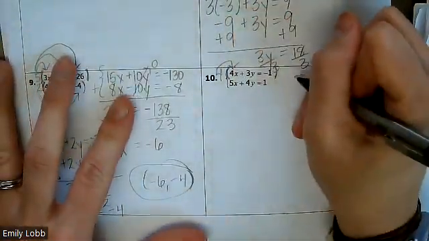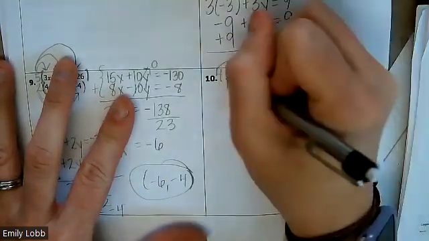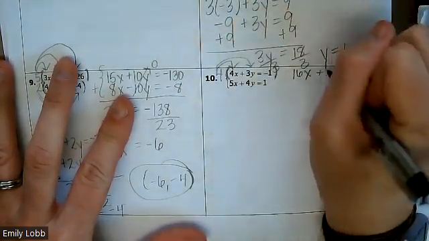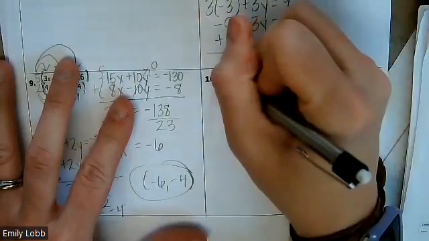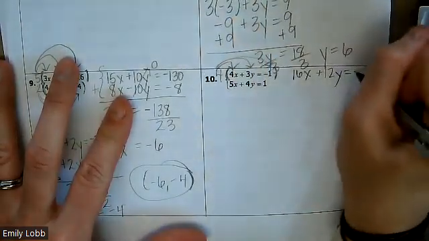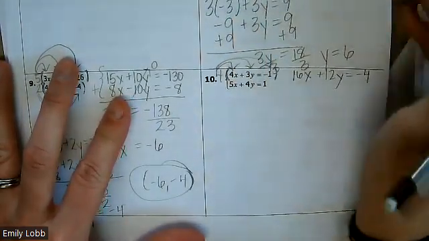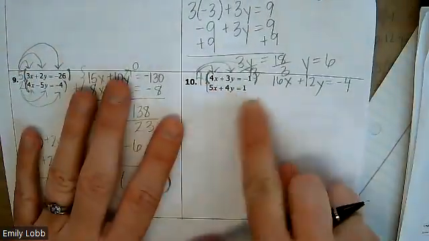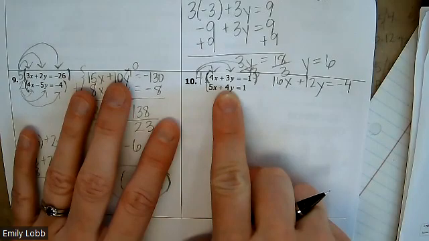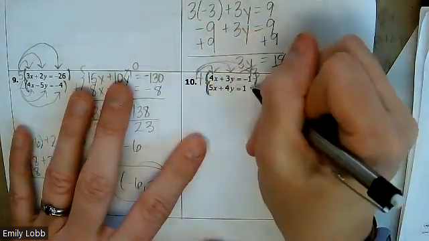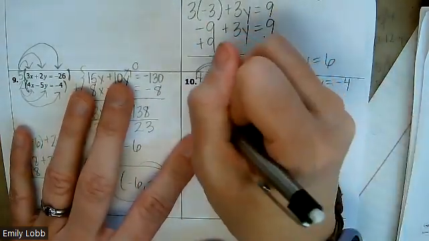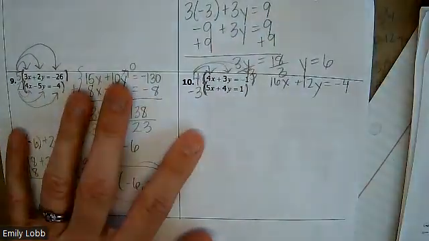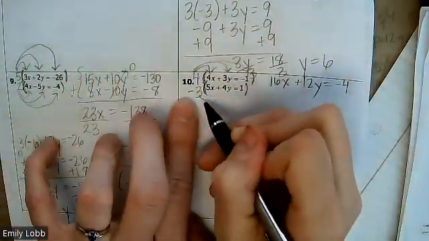4 times 4x is 16x. 4 times 3y is 12y. And 4 times -1 is -4. Now I need this to be the opposite of 12. I know I multiply the 4 by 3 to make it 12, but I need the opposite of that. So I'm going to multiply it by -3.